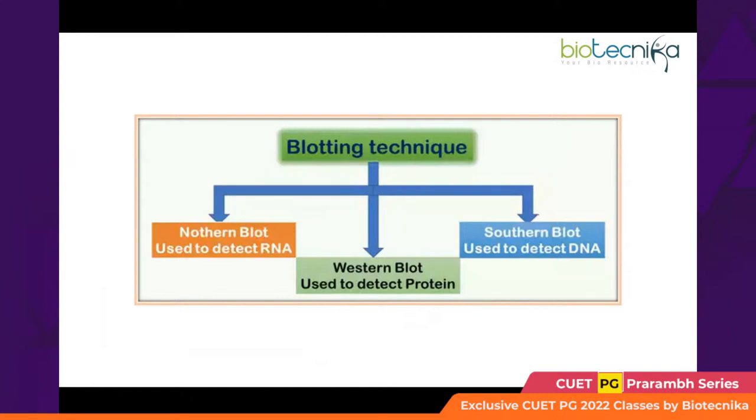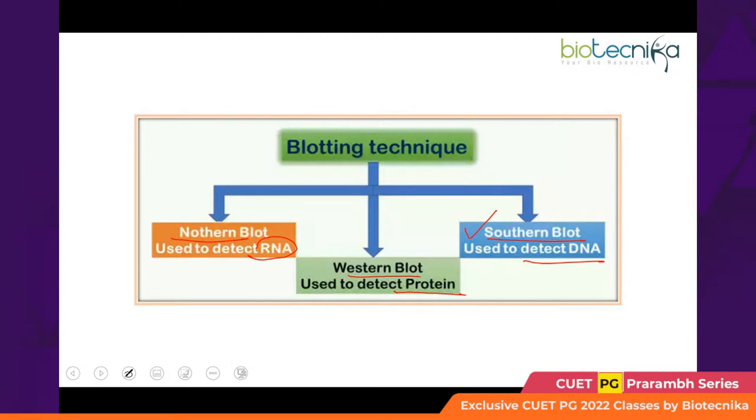The blotting that is used to detect DNA is called Southern blot. The blotting that is used to detect RNA is called Northern blot. And the blotting technique that is used to detect protein is called Western blot. Now, even though the names look like directions, it has nothing to do with direction.